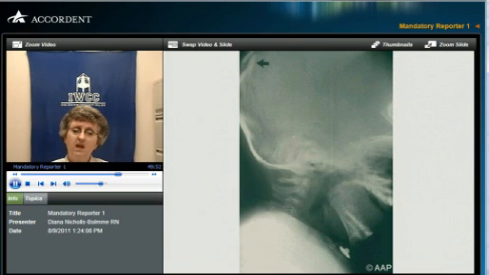Where that arrow is a depressed skull fracture. Mom said she was doing the laundry. She came through the kitchen. The child was in his high chair, and she just accidentally hit him in the back of his head with the laundry basket.